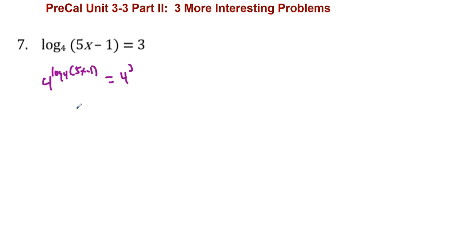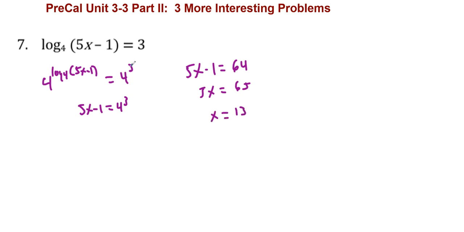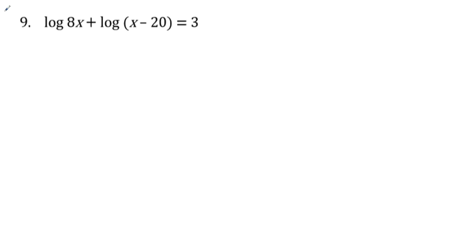So this cancels out, so I actually have 5x minus 1 is equal to 4 cubed, which is nothing more than a fancy way of writing the number 64. So I have 5x minus 1 is equal to 64. Add 1, and of course we get x is equal to 13. So not too bad. It looks scary at first, but when we did this strategy using our inverse, it worked out pretty well.